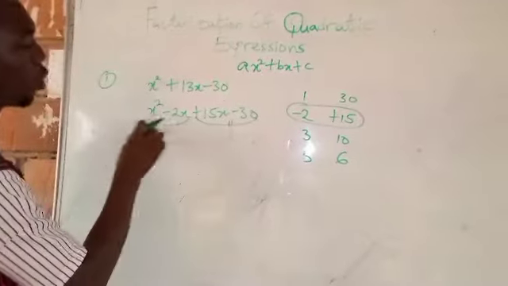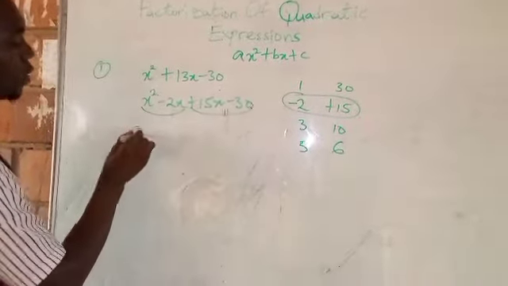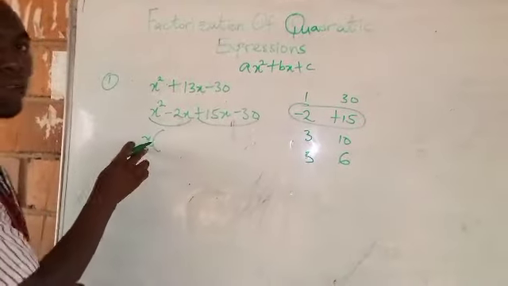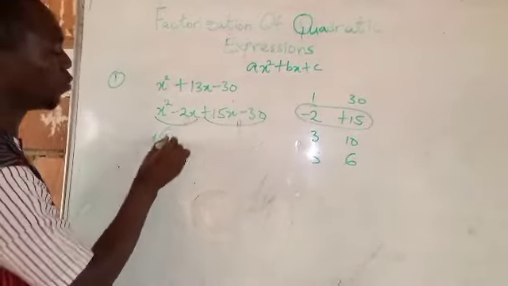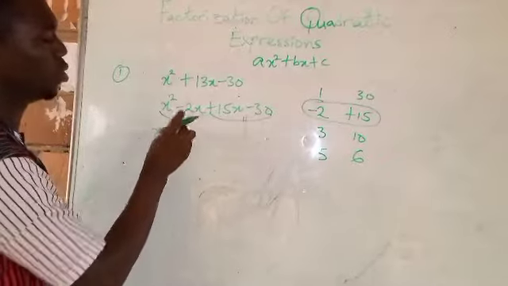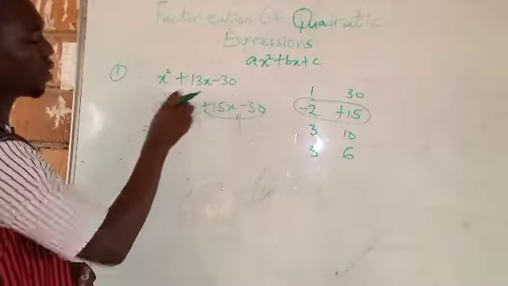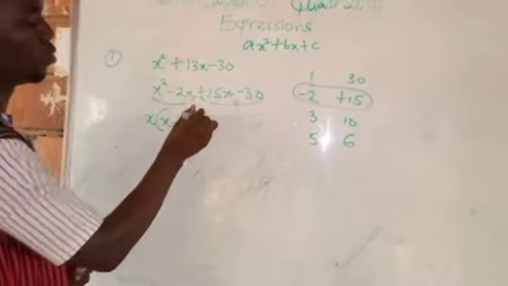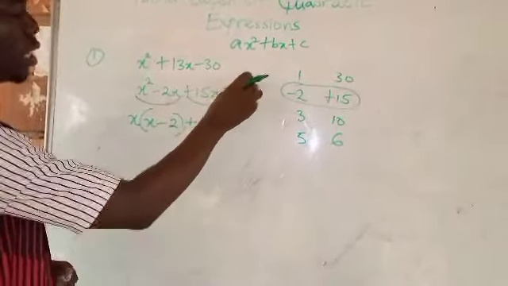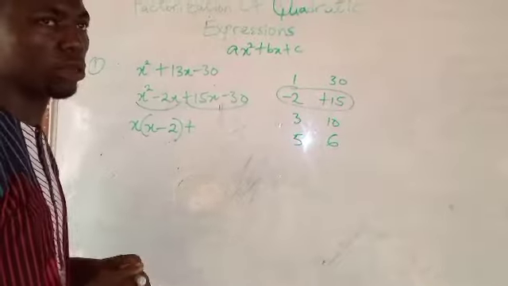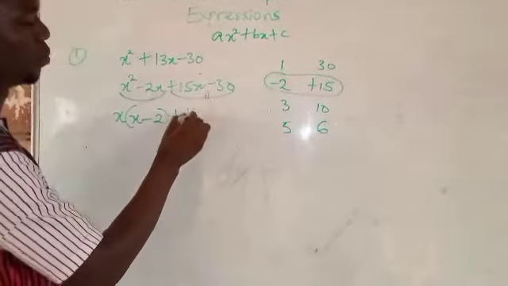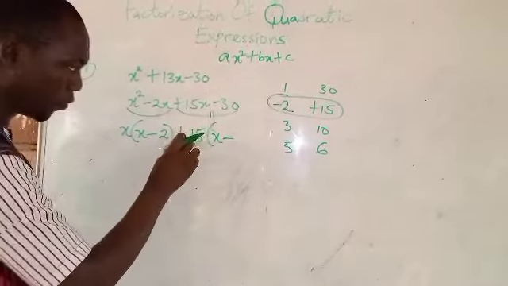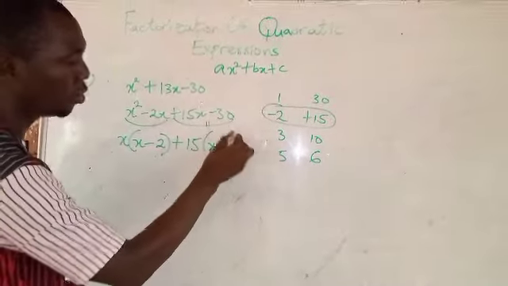this and this. What is common to these 2 terms? That is x. You open your bracket, this is x squared, and we already have x outside. So that means I'll be left with x minus, we have x outside already, this one remains 2. You bring down your sign, plus 15 and 30. What is the highest common factor? That is 15. This will remain x. 15 in 30 is 2.